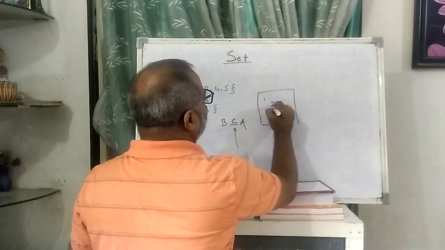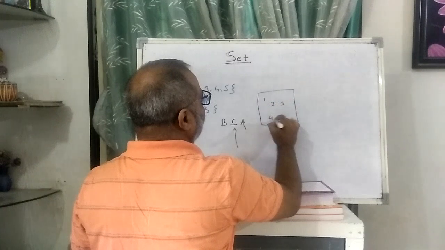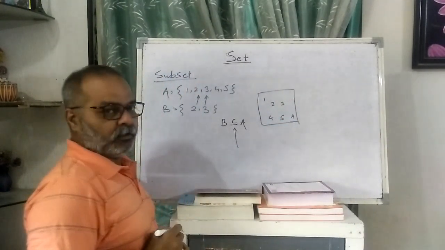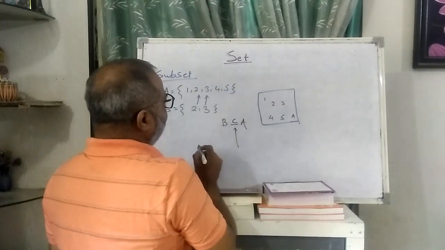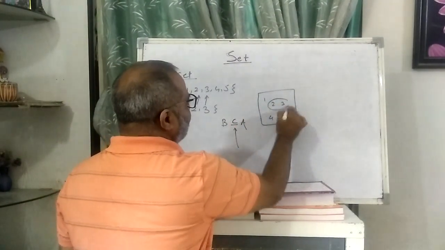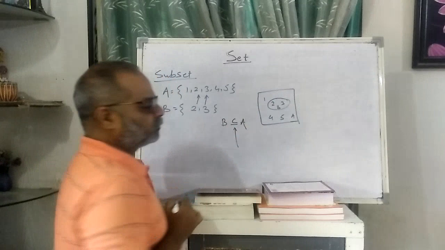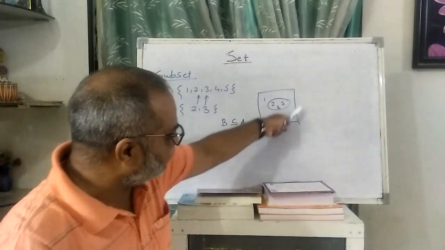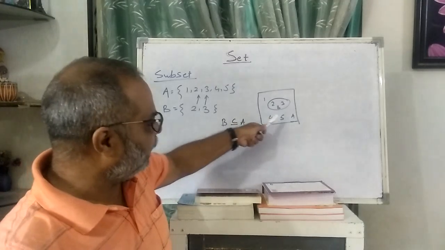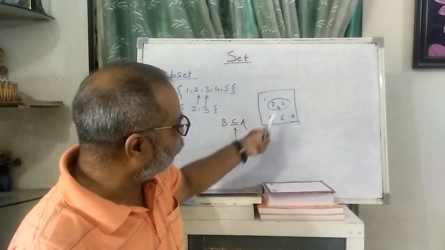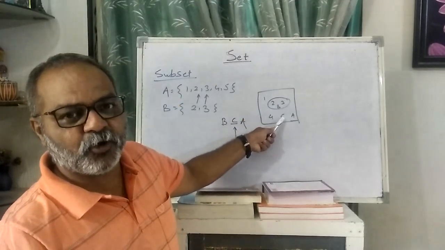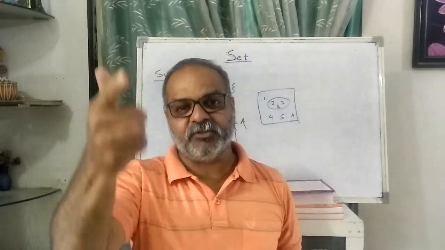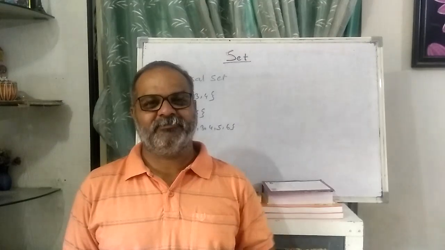Okay, now I write set A here as 1, 2, 3, 4, 5. This is what set A contains. So what is B? Here is B. Every element of B is present in set A. What are the elements of set A? 1, 2, 3, 4, 5. And what are the elements of B? 2 and 3. So every element of B is present in that set, and it is called a subset.